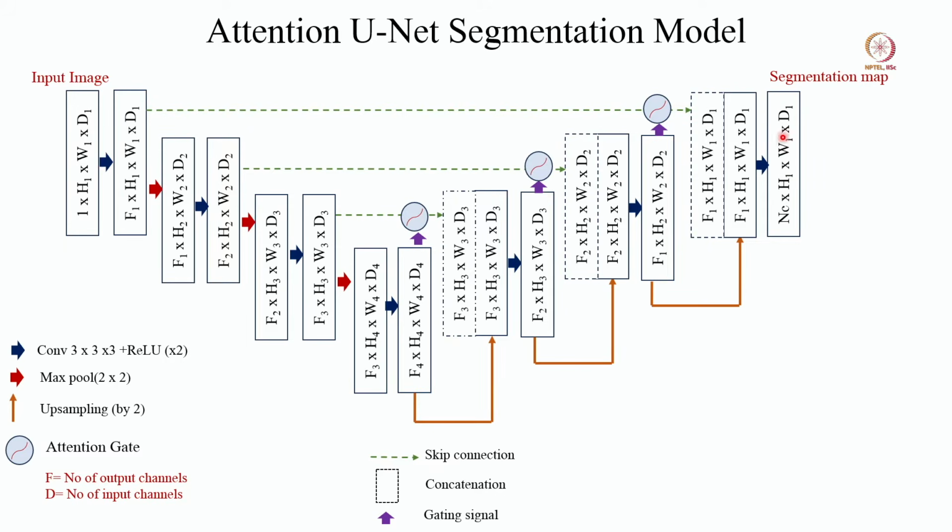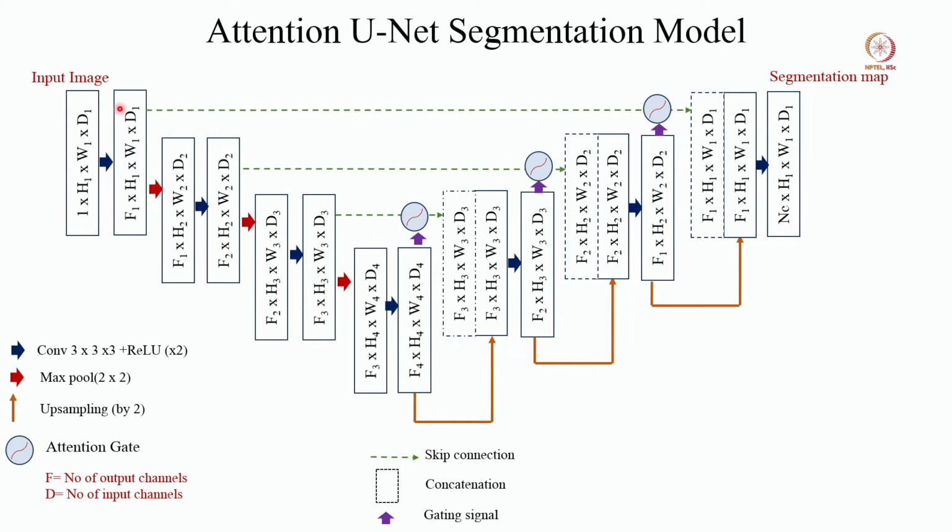Now there are 3 dimensions here, H1 W1 D1, because usually medical images are 3-dimensional, CT scan images and MRI. They have depth information also. That is the reason: H1 is the height, W1 the width, and the depth is also there in all these blocks.